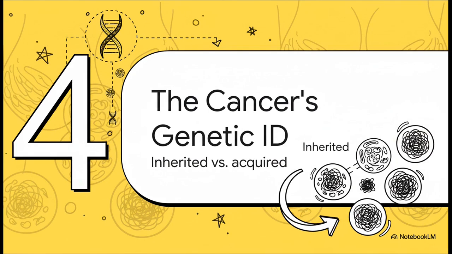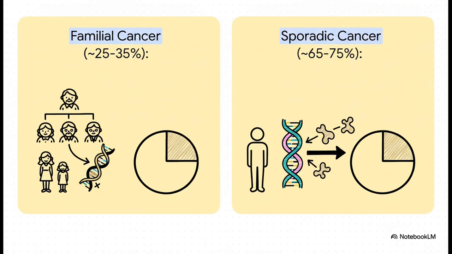Okay, time for some deep forensics now. Section 4, the cancer's genetic ID. We need to ask a really fundamental question here. Did this cancer come from an inherited clue, something passed down in the family? Or was it from mutations that were acquired over a lifetime? So this slide breaks it down nicely.